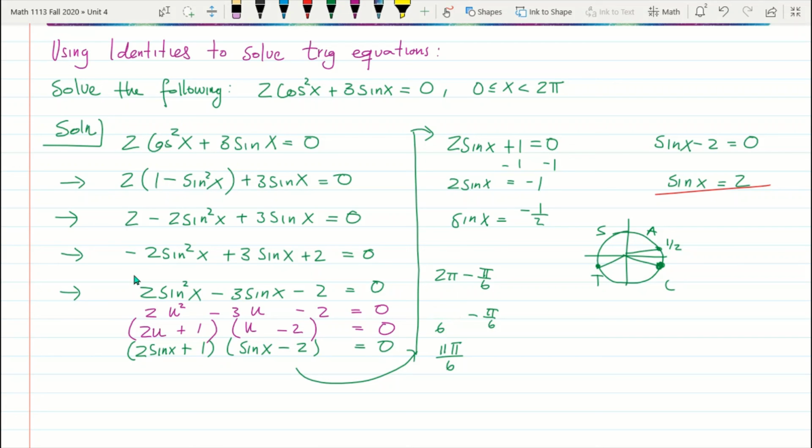Then what about the other value, which is this one right here in the third quadrant? All you have to do is pi plus pi over 6, and so we get 7 pi over 6. 11 pi over 6 and 7 pi over 6 are the only two solutions that work for this equation and whose values are between 0 and 2 pi.